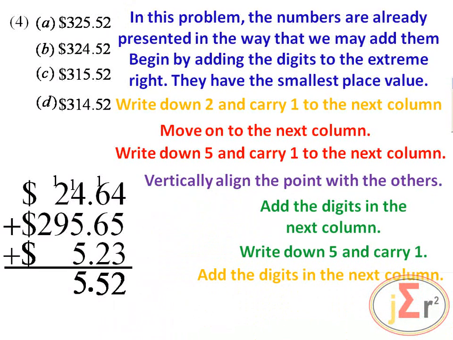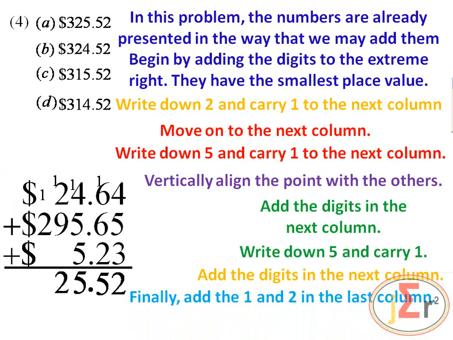12. Add those digits, and the result is 12. The 2 will remain in its rightful place, carry the 1, and the 1 will be carried to the column of greater significance. And finally, when we add those digits, the digits of greatest significance, what do we get? 3. Finally add 1 and 2 in the last column, the column of greatest significance, and the result is 3.